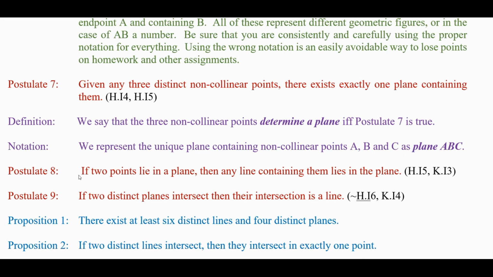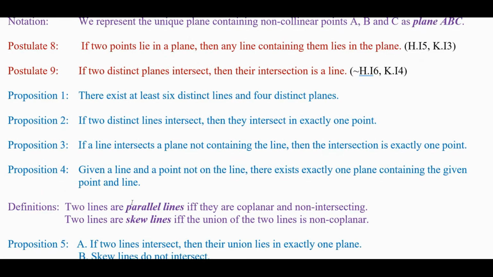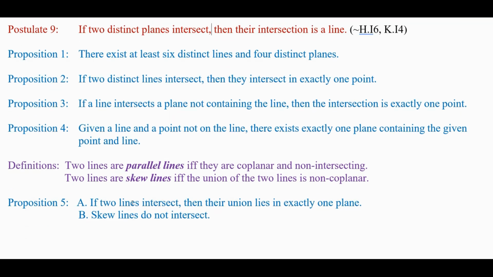Postulate 8, if 2 points lie in a plane, then any line containing them lies in the plane. That's the same as Hilbert's axiom I5 and Kay's axiom I3. And postulate 9, if 2 distinct planes intersect, then their intersection is a line. That's more or less Hilbert's I6 and Kay's I4. So there are 9 postulates about existence and incidence. And from them, we can prove these 5 propositions right off the bat.